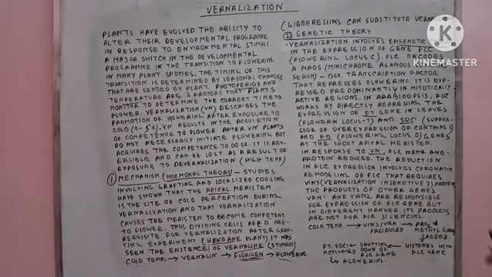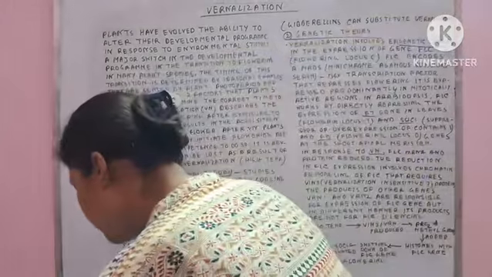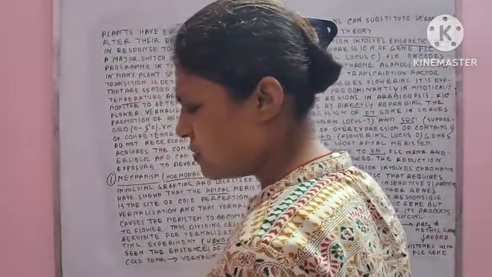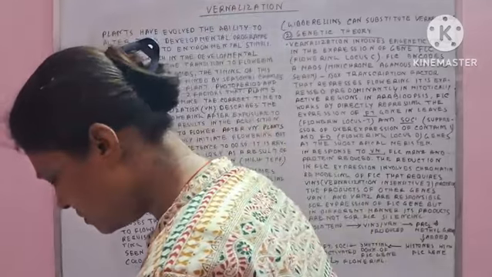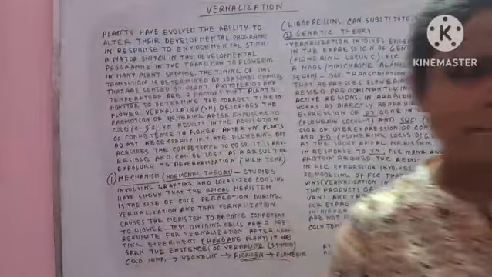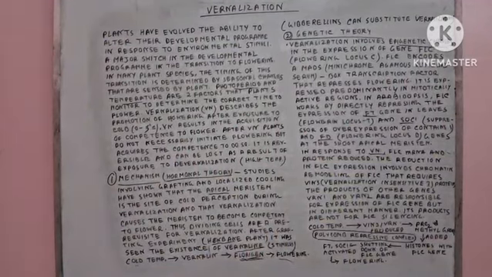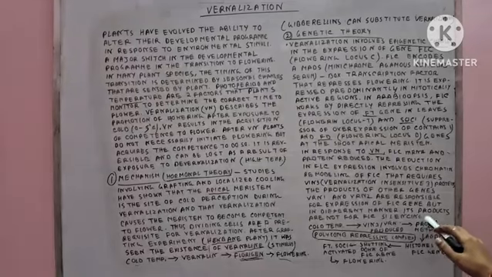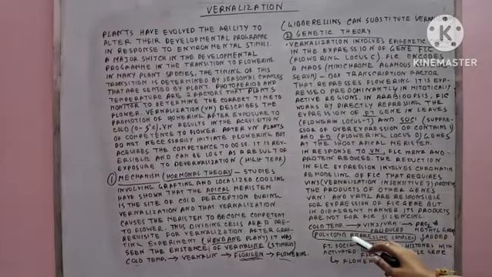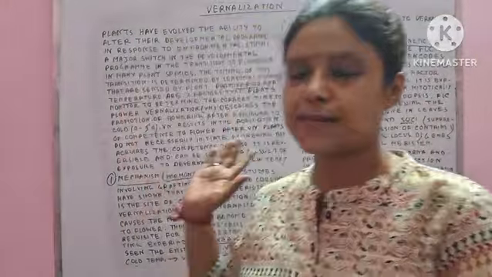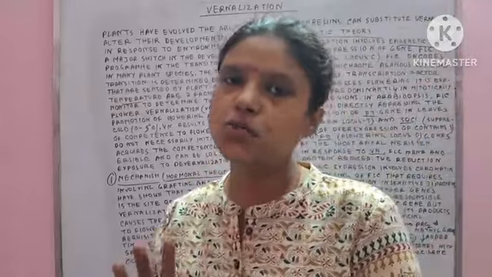Clear? So here PRC2, the full form is, one second. So PRC2, the full form is polycomb repressive complex 2. Clear? So this is the process of vernalization that I have explained here, and I think you understood.